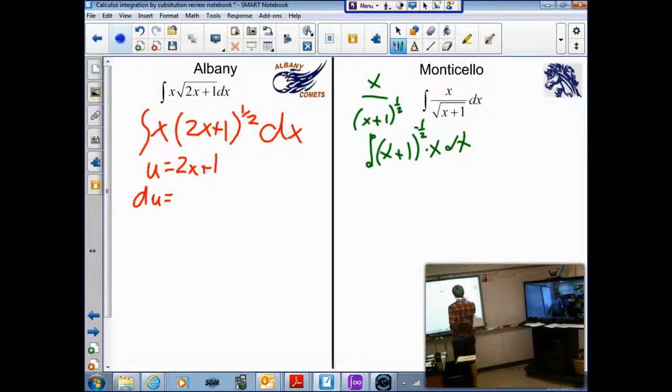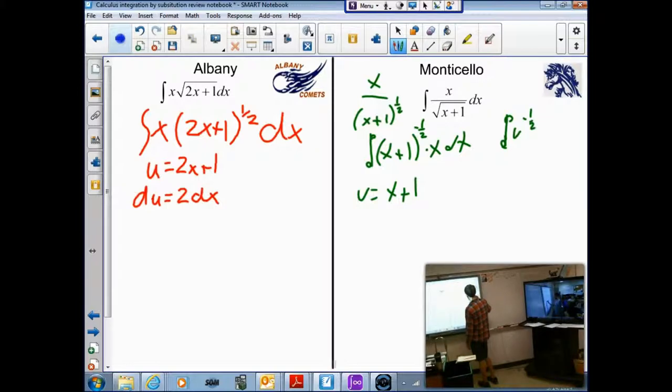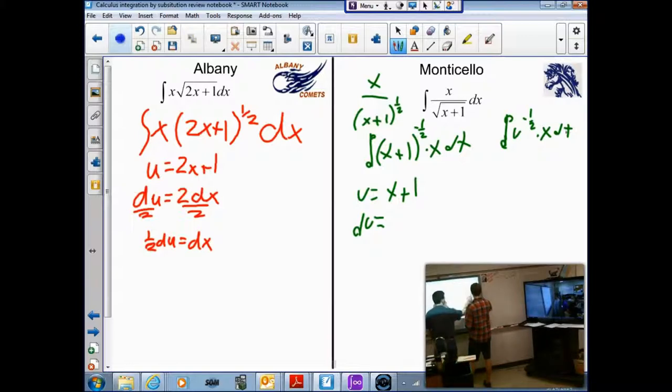Sure. Okay, so then I have to do the u substitution. u equals x plus 1. Derivative of that. Plug that in, so I get u to the negative 1/2 x. du equals. Well, you're mixing up your letters. That's x.